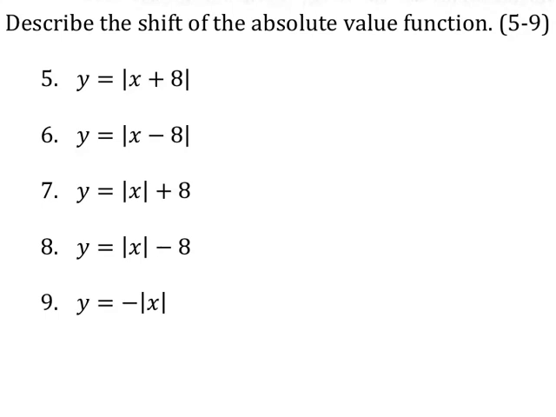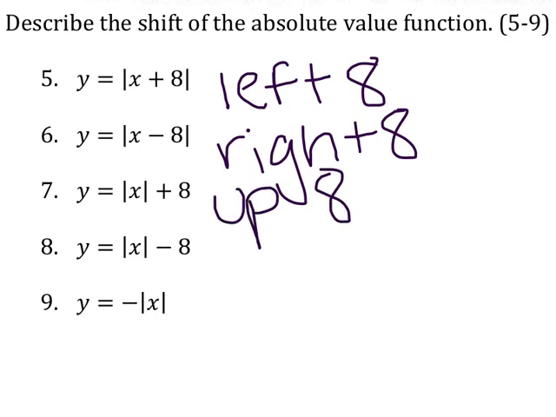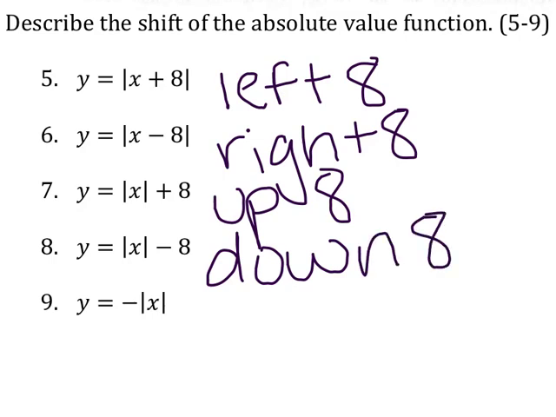Describe the shifts that occur. Anytime you're adding on the inside, you're moving left. When you're subtracting on the inside, you're moving right. When you're adding to the outside, you're moving up. When you're subtracting from the outside, you're moving down. And when there's a negative on the outside, it flips the graph.